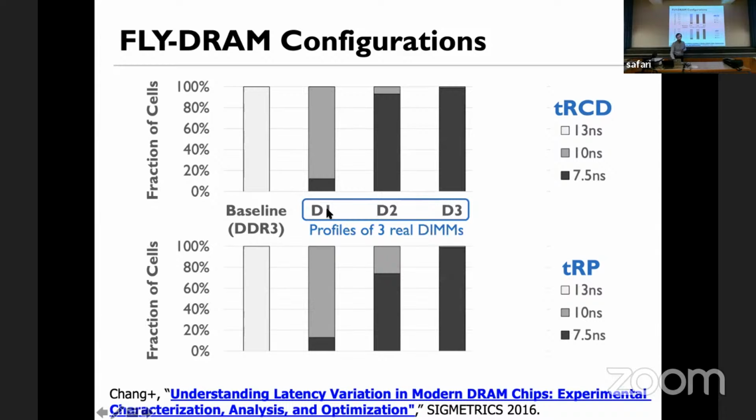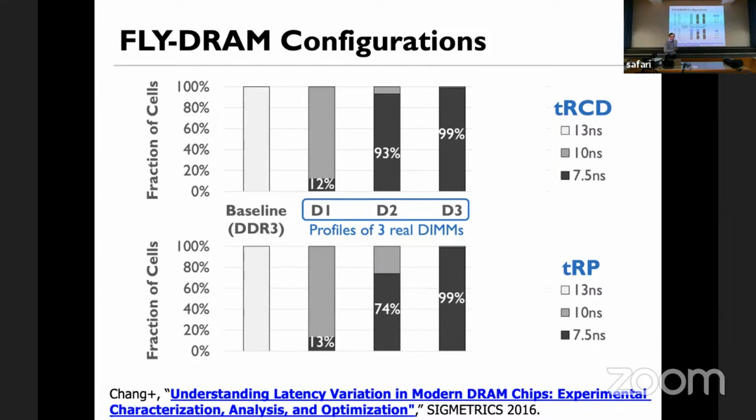And you can see that these are profiles of 3 different real modules. You can see that in real modules, none of the cells need to be accessed at 13 nanoseconds. In this particular one, D1, most of the cells can be accessed with 10 nanosecond latency for precharge also. And these are the fractions that can be accessed at 7.5 nanoseconds. So if you look at this module, for example, it's quite reliable, or quite fast. 99% of the cells in this module can be accessed at 7.5 nanoseconds. So by nature, this is a faster module, if you will. And this is a different module that's less fast, but it's still faster than what your standard DRAM latencies require you to do.